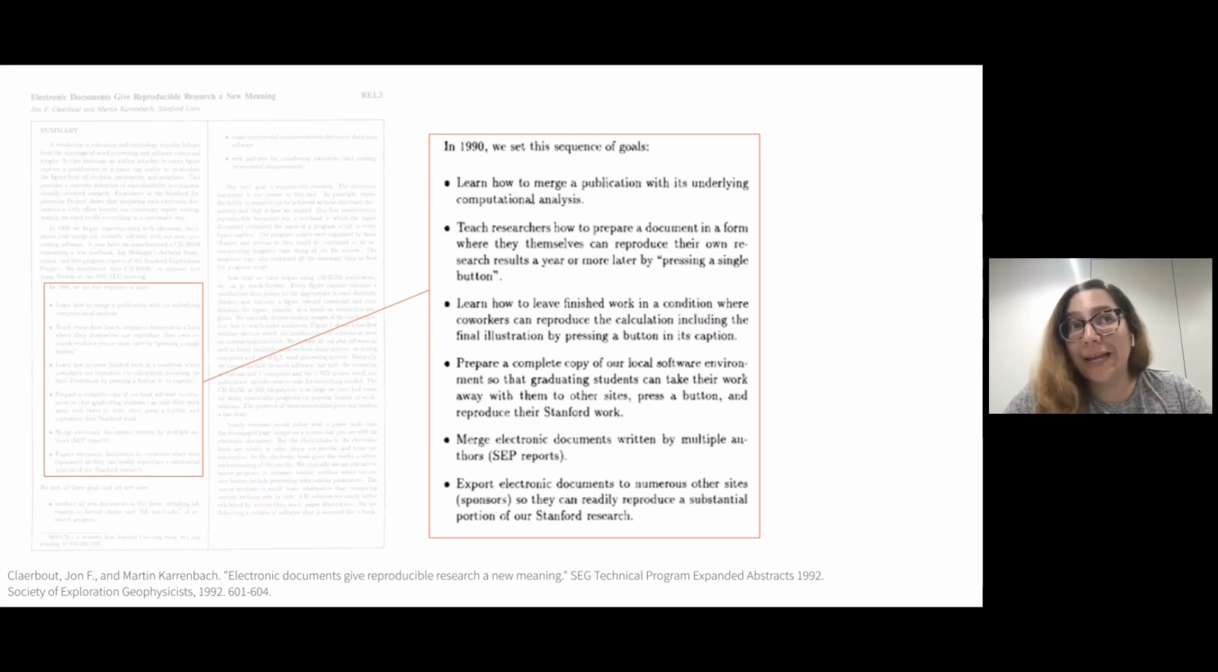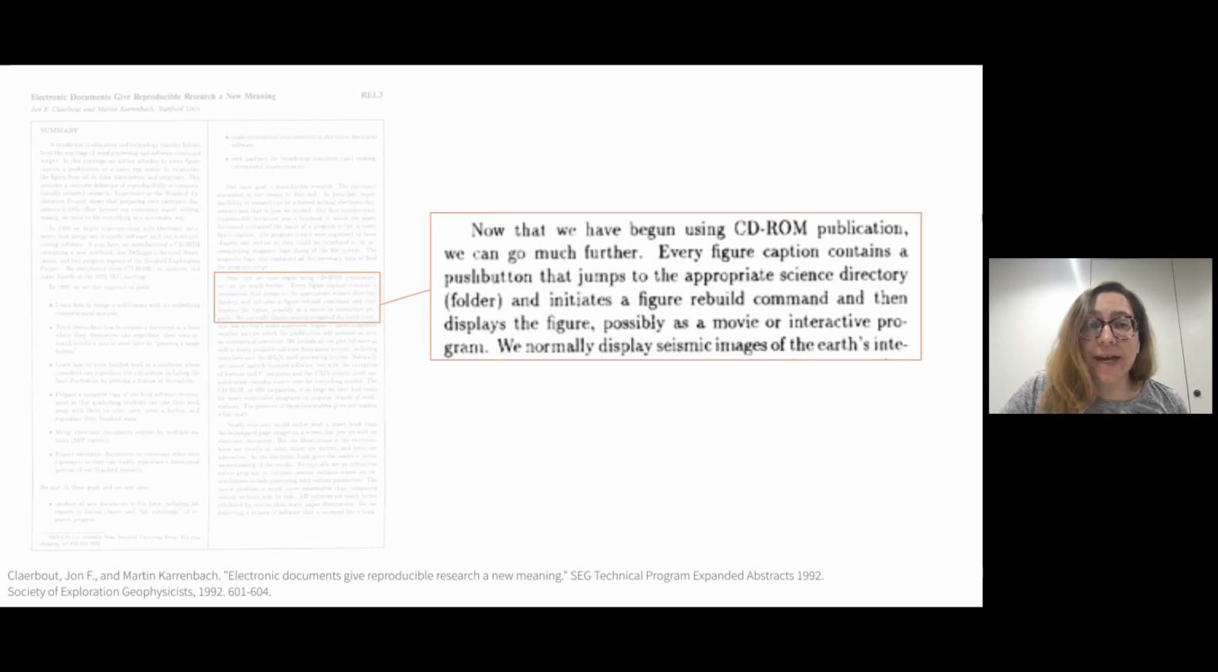If you're a LaTeX and Sweave user, you know what I mean when it comes to literate computing. It used to be technically a little bit harder to do so, or at least had a steeper learning curve, but I think these are solved. At the same time, learn how to leave finished work in a condition where coworkers can reproduce the calculation, including the final illustration by pressing a button in its caption. I don't think many of us can check that button very easily, even today, more than 20 years after the publication of this report. So they said they actually have managed to fulfill all those goals.